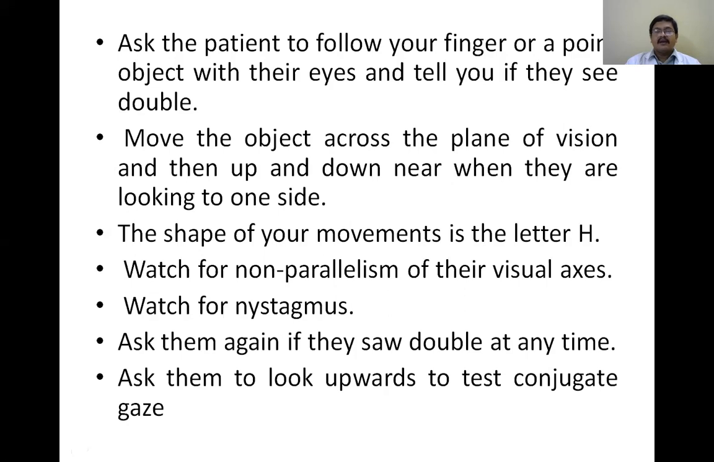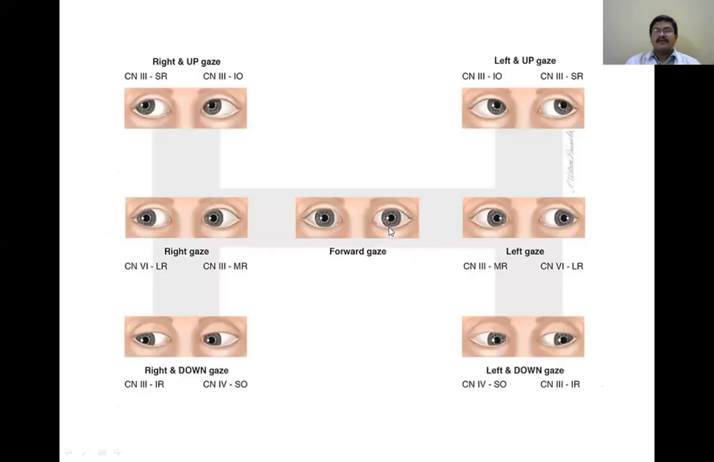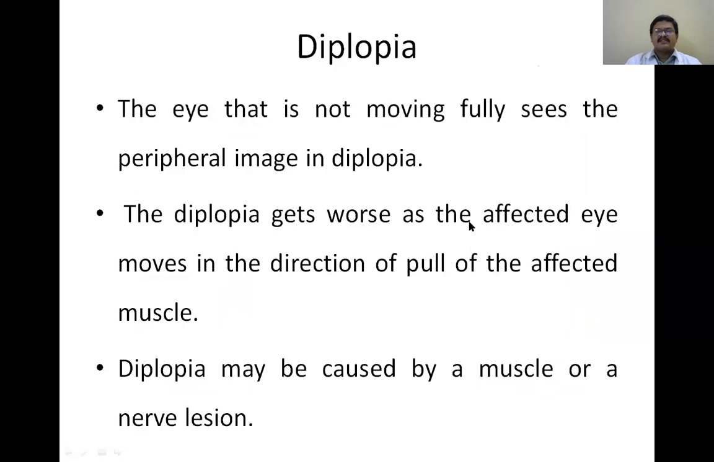You have to see, and you can ask the subject again whether he has any diplopia, and look for the conjugate gaze. Okay, this is a forward gaze, this is a right gaze, right up, right down. It is a dextroversion, this is a levoversion. This is how you have to examine all the extraocular muscles.